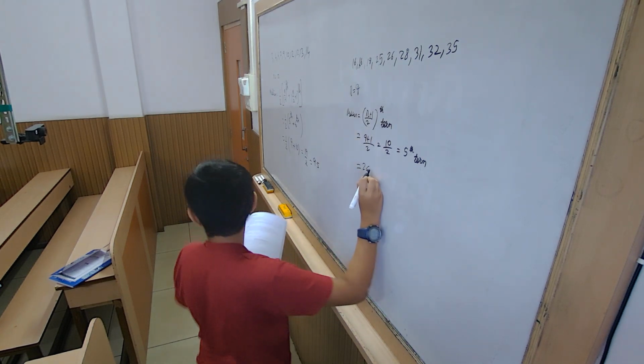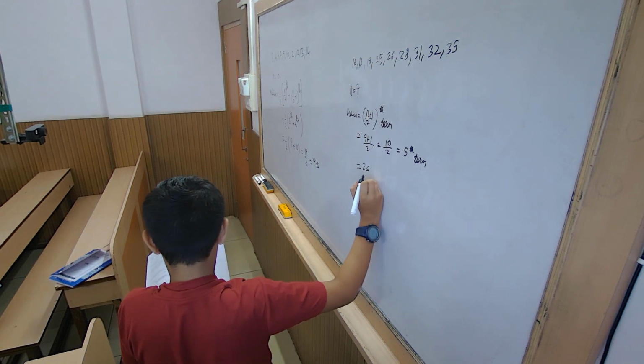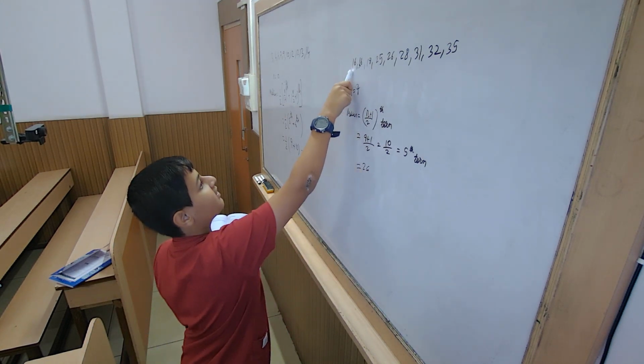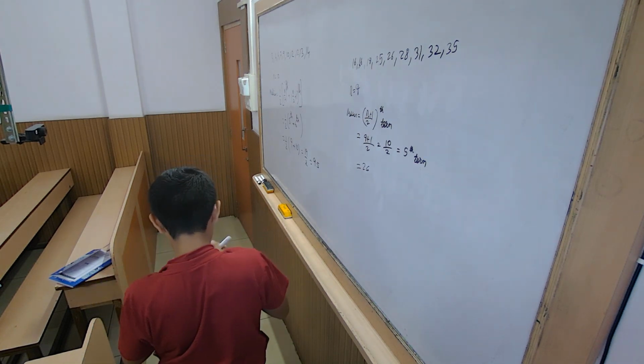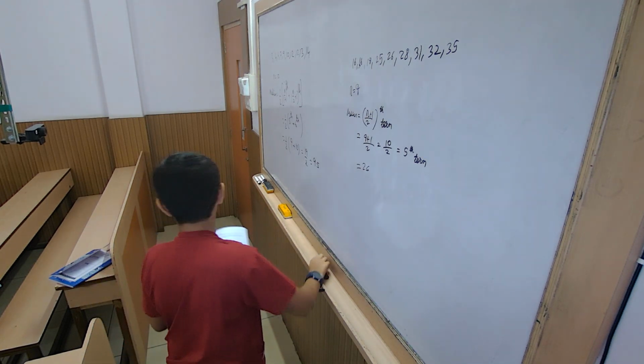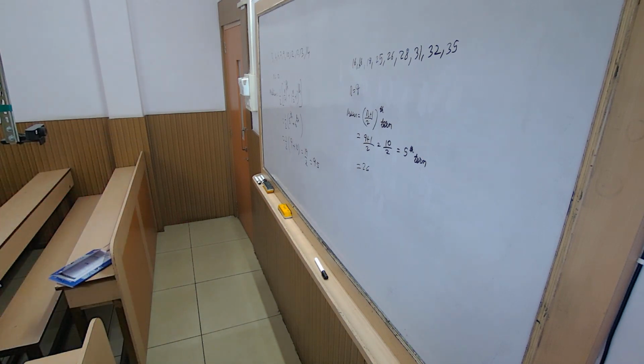How much? 26. Ashwin, you got the same? Yes, sir. All of you keep that energy. Ashwin, come and do the second question on the board. Keep that energy in the front. All of you sign. Ayush, go and do it on the board.